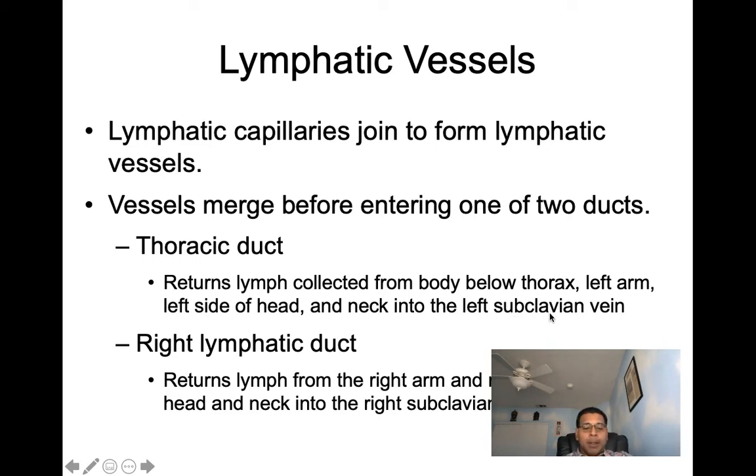Now, the right lymphatic duct is going to return lymph from the right arm and the right side of the head and the neck, and it'll return this lymph into the right subclavian vein.